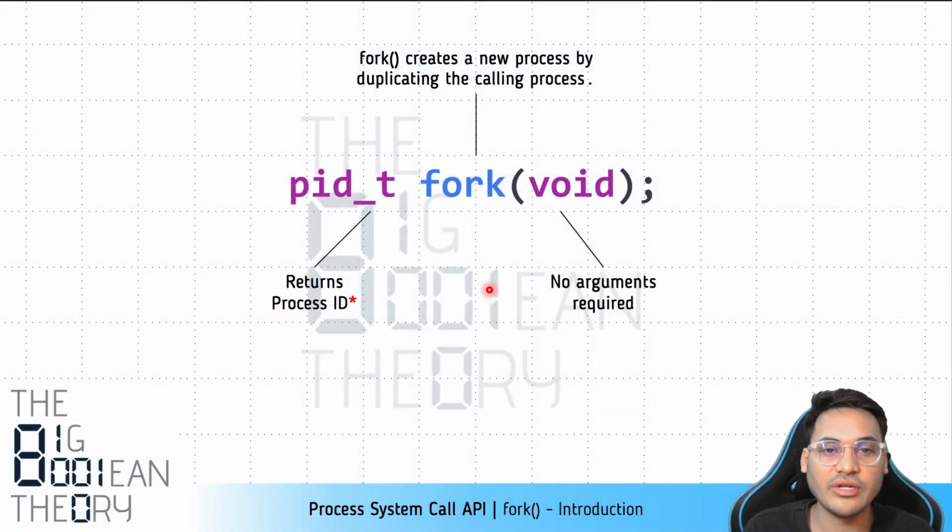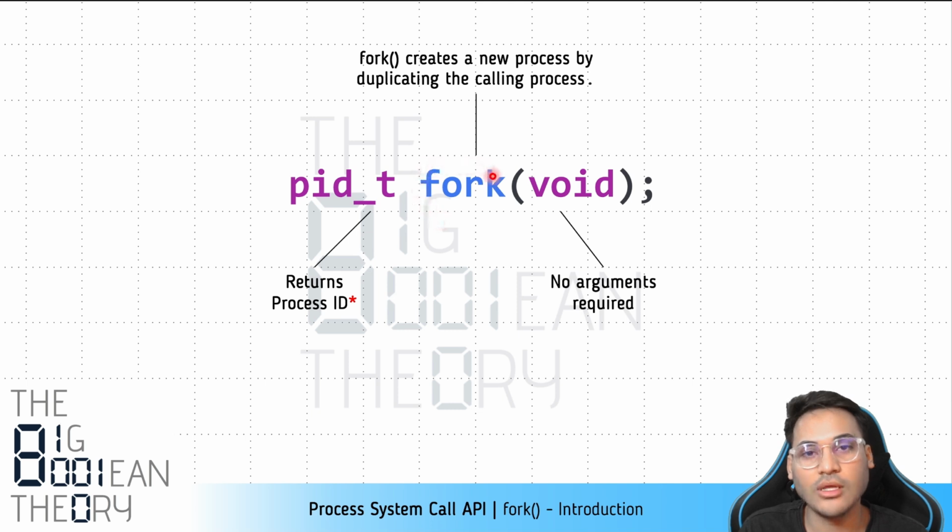Let us start this video by discussing the function signature of the fork system call. This is how it looks. First of all, the fork system call creates a new process by duplicating the calling process. It is used for process creation, and the way it works is that whichever process calls the fork system call, the fork system call will duplicate the calling process in order to create a new one, right?